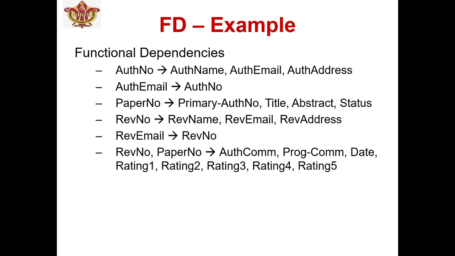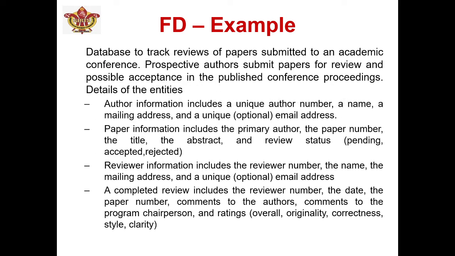Now we can take another example: a database to track reviews of papers submitted to an academic conference. Prospective authors submit papers for review and possible acceptance in the published conference proceedings. Details of the entities: author information includes a unique author number, a name, a mailing address, and a unique optional email address, right?